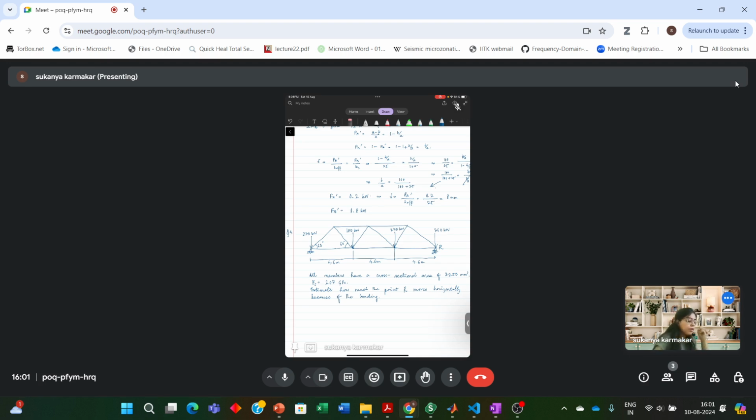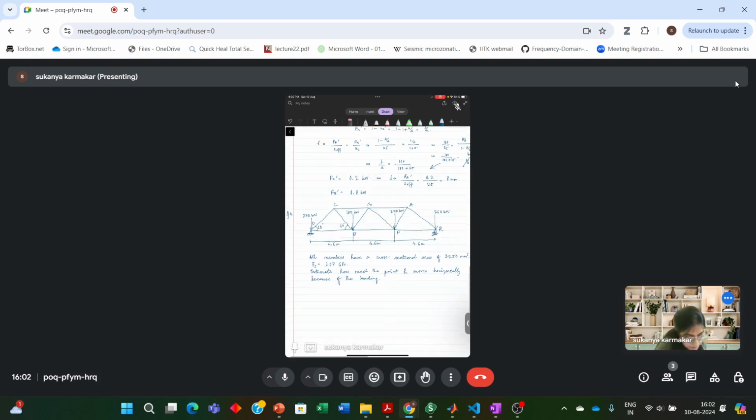So the first step will be to solve the truss and to get the forces in the various members. I'm naming it like this: A, B, C, D, E, F. We need the force in the horizontal members DE, EF, and FR. Why we need them will be clear in just a second. So your first step will be, for solving the truss, you need the support reaction. So let's solve the support reactions.